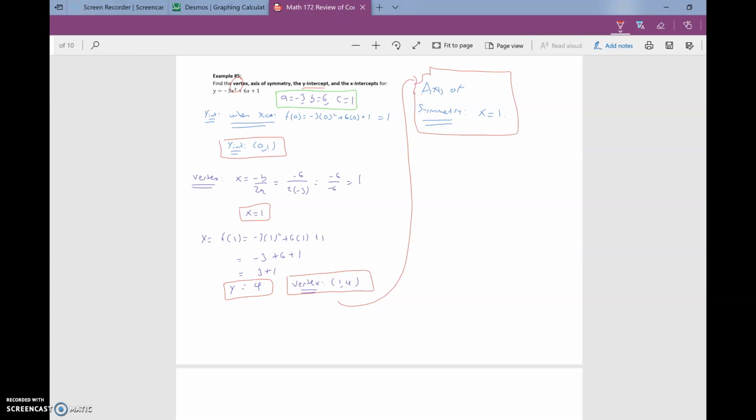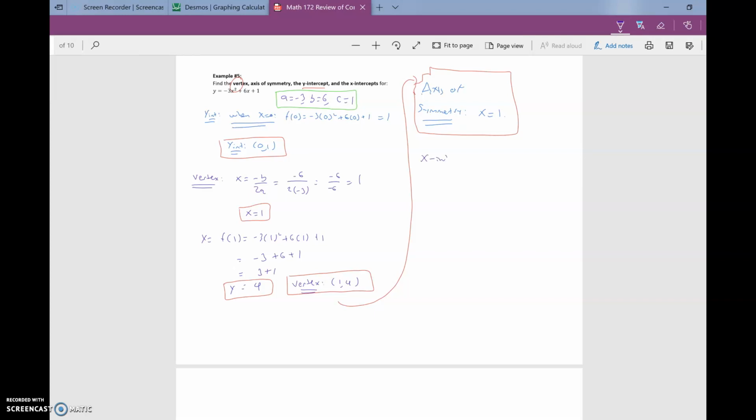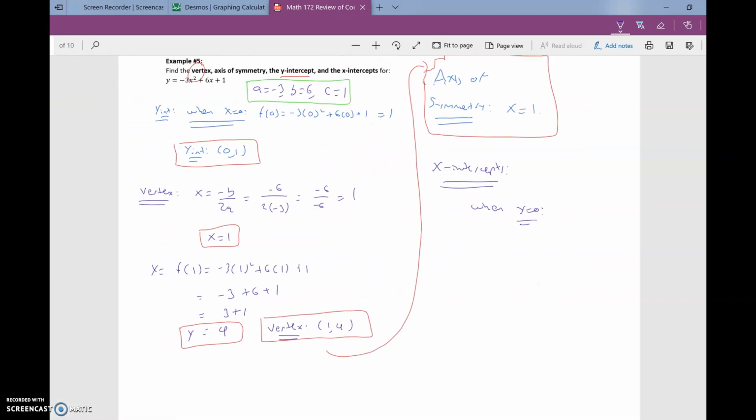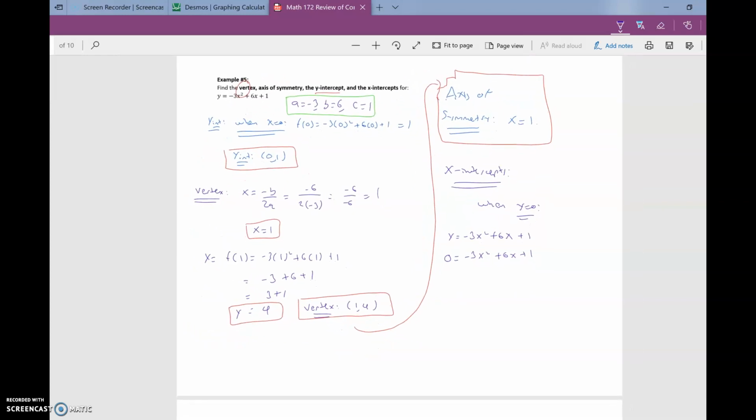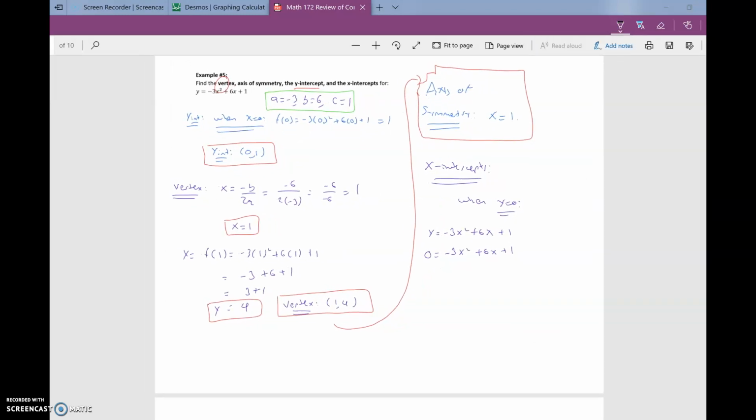And then the last portion is the x-intercepts, and this one's going to take a couple of steps. So your x-intercepts are going to occur technically when y is equal to 0. So you're looking at the following equation. So y is equal to negative 3x squared plus 6x plus 1, or 0 is equal to negative 3x squared plus 6x plus 1. Now, in this case, I don't think this one factors. It's just easier to plug it into the quadratic formula.